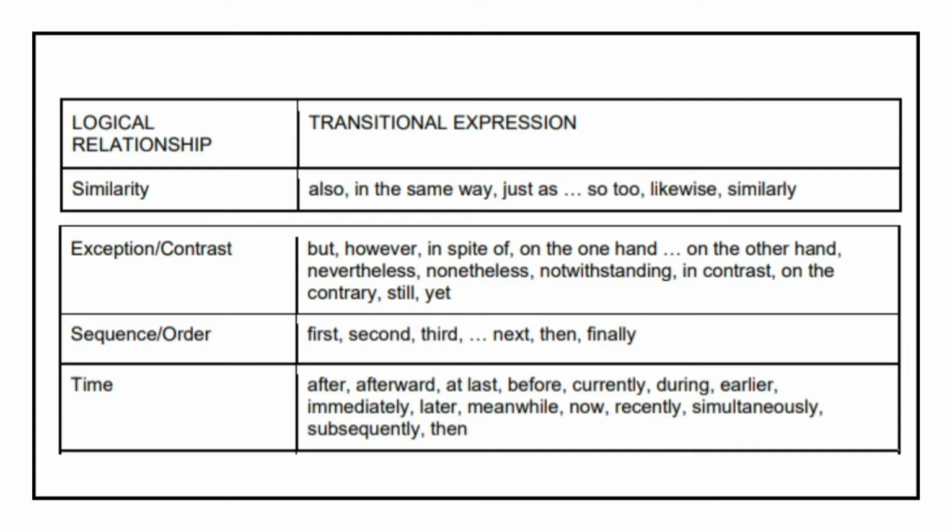On the first column, we have logical relationship, while on the second column are the transitional expressions. Number 1, to express similarity, we use also, in the same way, just as, so too, likewise, similarly. Number 2, to express exception or contrast, we use but, however, in spite of, on the one hand, on the other hand, nevertheless, nonetheless, notwithstanding, in contrast, on the contrary, still, yet.